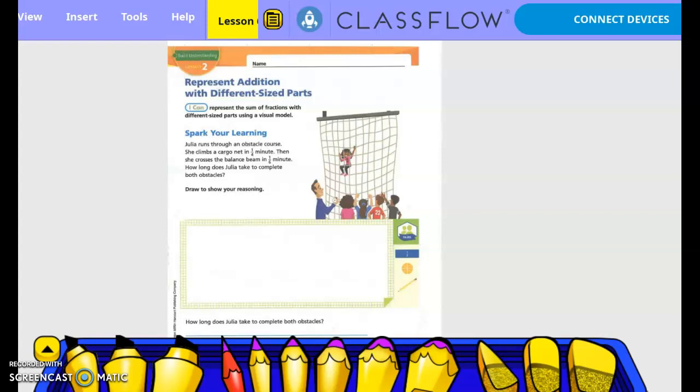Okay, so we have 1/4 of a minute, right? Okay, 1/6 of a minute, and then they want to know how long it takes her to complete both obstacle courses. Okay, so we have our 1 whole, right, guys? So 1 whole. Okay, then it takes her, so we have our 4th, right? Takes her 1/4 for this. Okay, and then what's the other part?